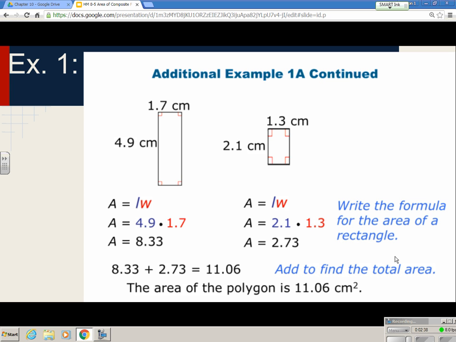The small rectangle then is 2.1 times 1.3. When you multiply that together, you get 2.73. So now that we found the area of the 2 pieces, the final step is just to add them together and you'll have your answer. When you add those 2 together, you get 11.06 centimeters squared.